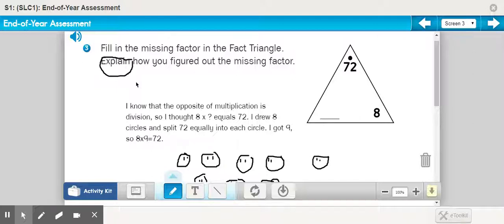So, an answer like I don't know, or I know it because I know, will not work for this problem. Use your math terms. I use terms such as multiplication and division, and then equally in my explanation.